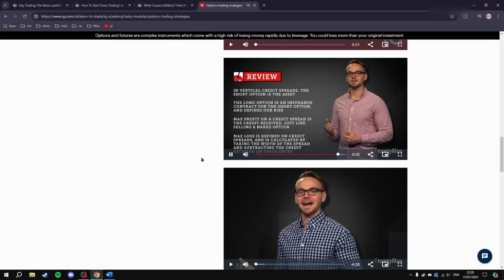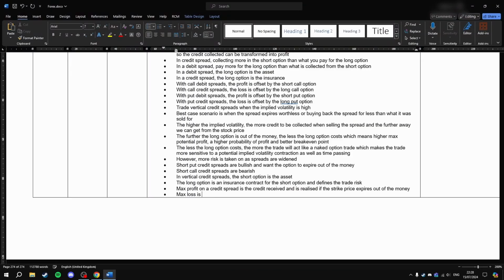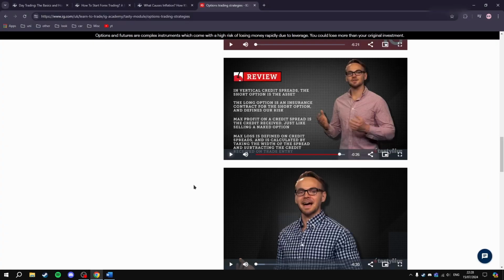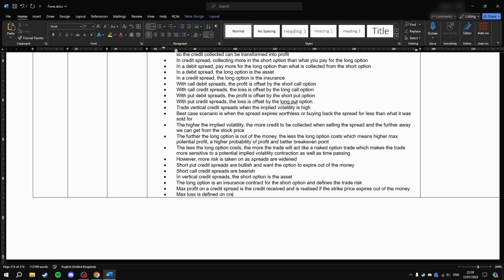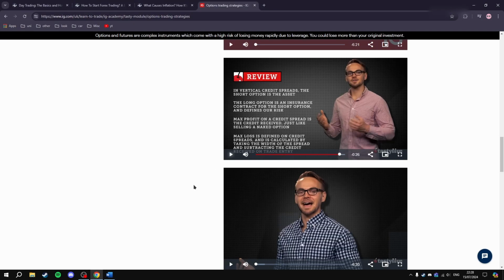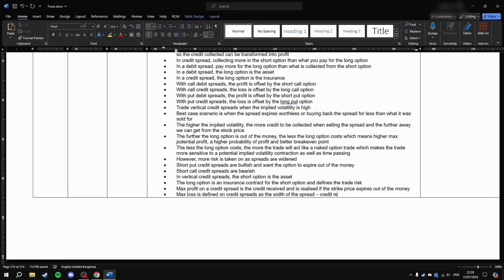The max loss is always defined on a credit spread and can be calculated by taking the width between the strikes and subtracting the credit received. Max loss is defined on credit spreads as the width of the spread minus the credit received on trade entry.